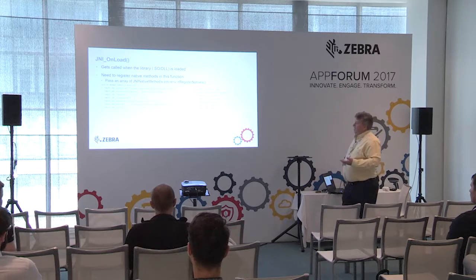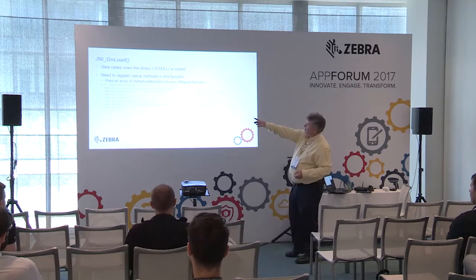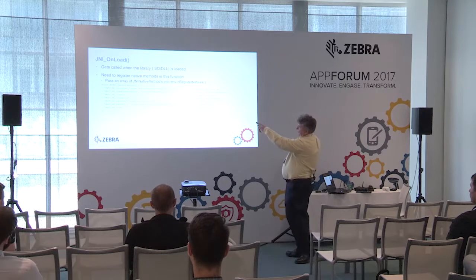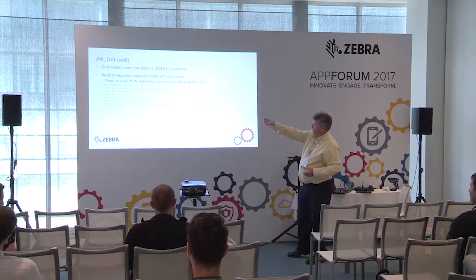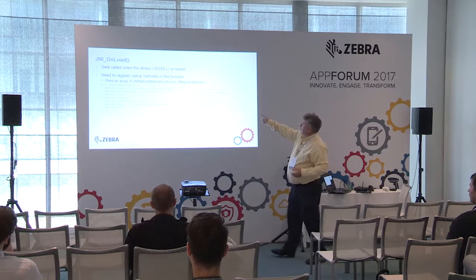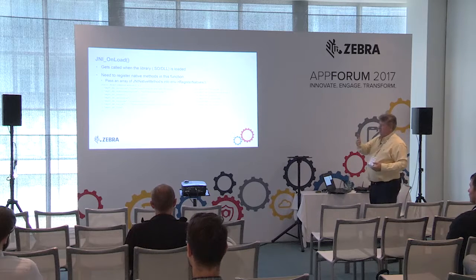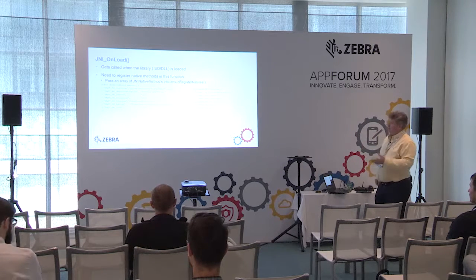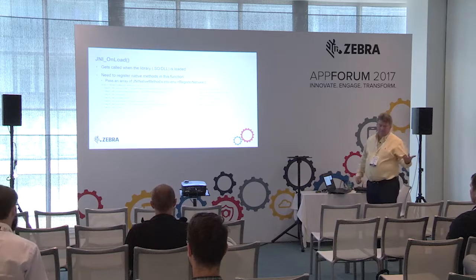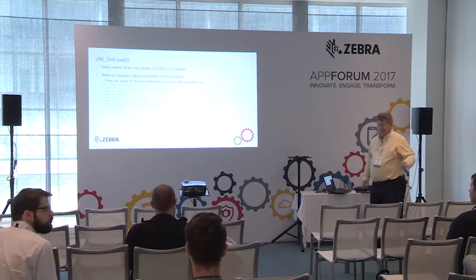So the onload typically has the C++ function name and the signature for it. Anything in the brackets is the input, and after it is the return type, and then the actual function it's going to call. You pass that into the API RegisterNatives, and it will either load them or it will fail and return you an error.